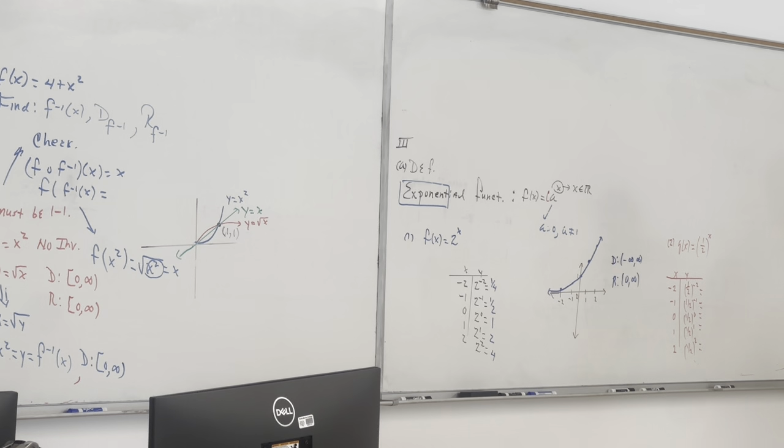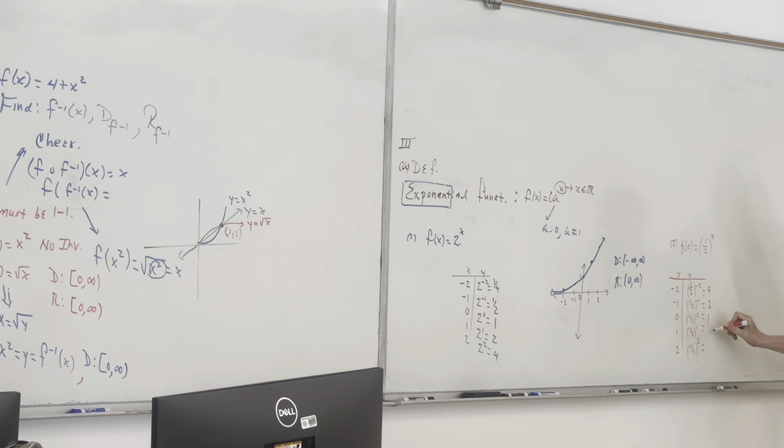Guys, 1/2 raised to a -2, what is that? 4. 1/2 raised to a -1? 2. Thank goodness 1/2 raised to the 0 is 1. 1/2 raised to the first is 1/2. And 1/2 squared, of course, is 1/4. Just a mix of numbers.